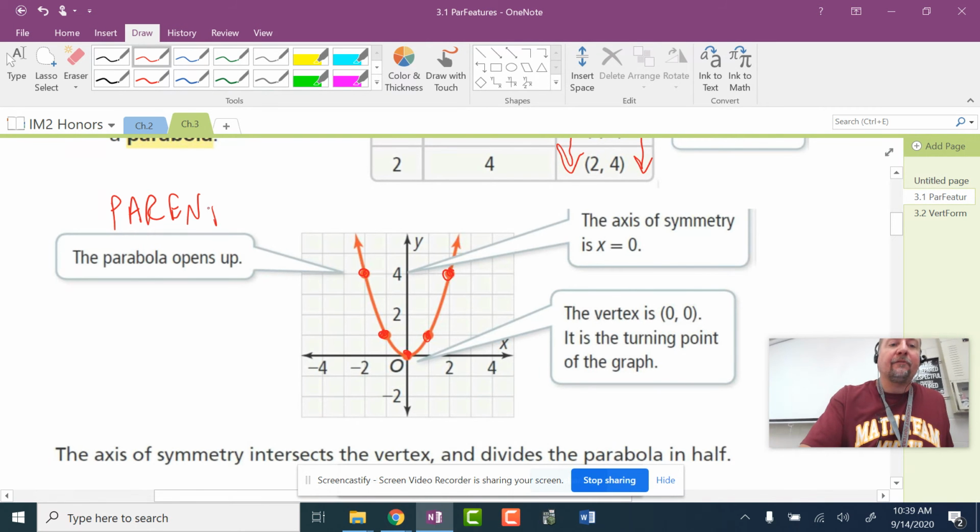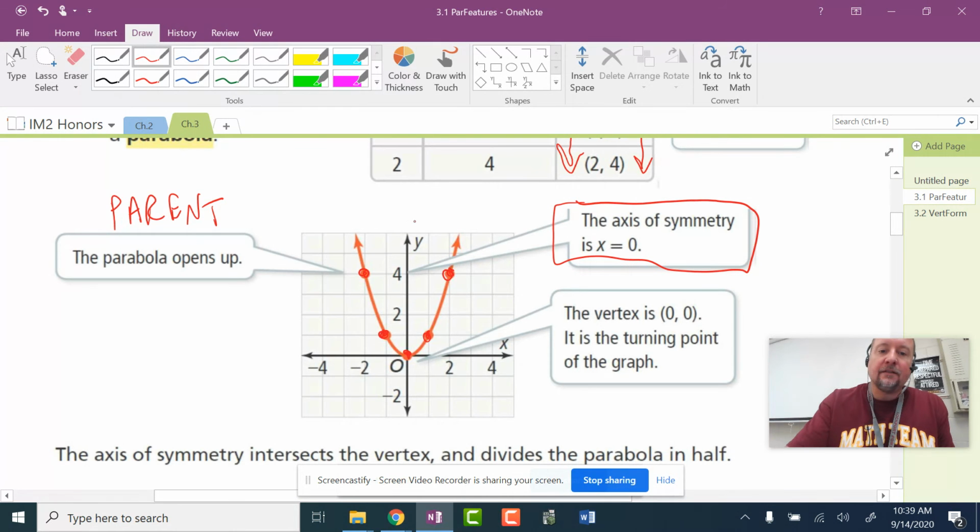Anything that we talk about from here on out is based off of the parent, where the vertex is at 0, 0. I do want you to write this down. Axis of symmetry is x equals 0. And you know, people have a lot of problems remembering this. This is a line. That is an equation of a line, and that's an equation of a vertical line. So do make sure you understand that.